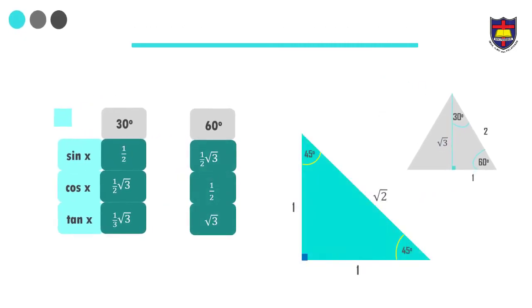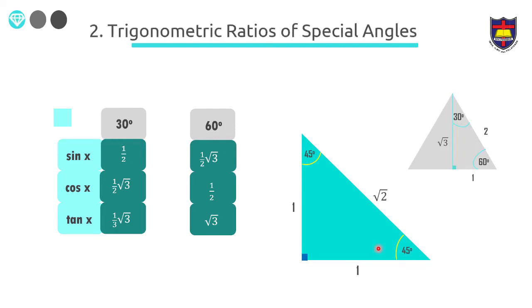After that, we also can have a special angle inside the isosceles triangle. In an isosceles triangle, we have the sides which are 1 and 1. So these two sides are the same, and we can calculate the hypotenuse using Pythagoras. It will be square root of 2.